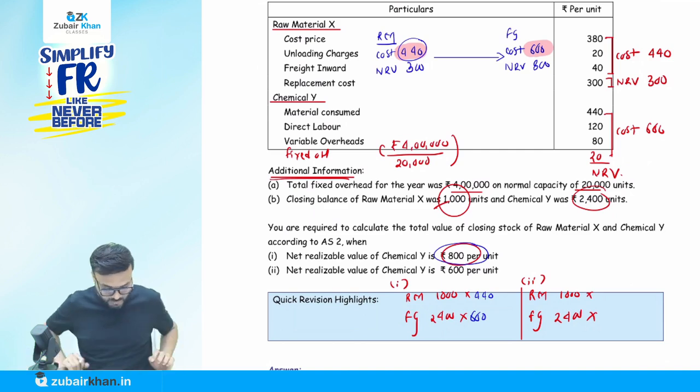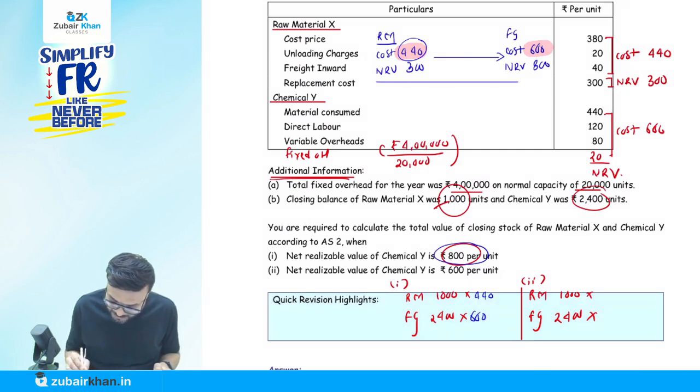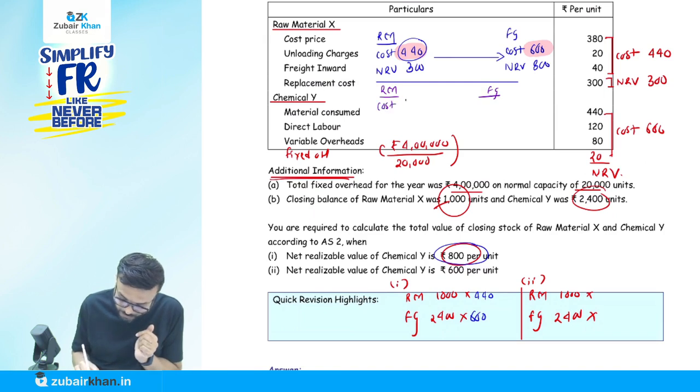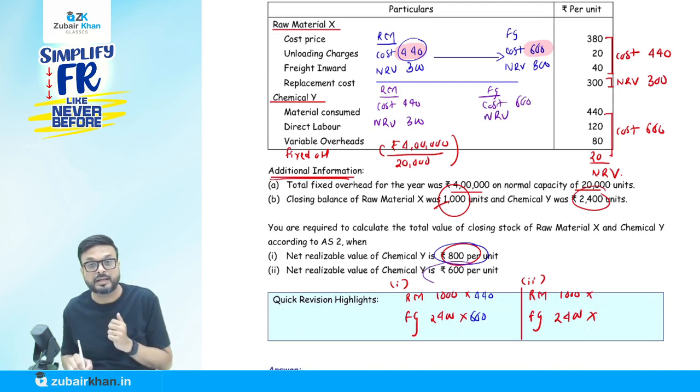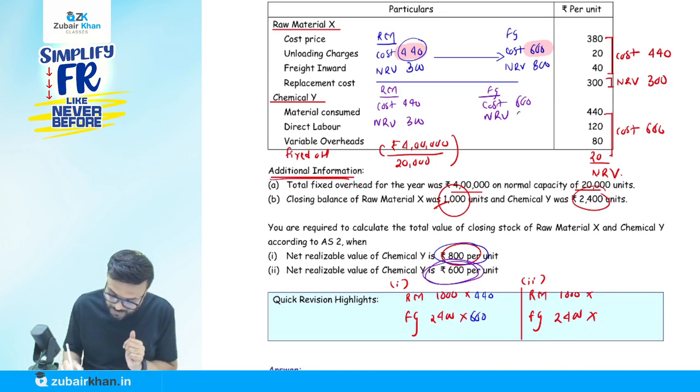Now the second situation. Let me change the color. Same raw material, finished goods. The cost is how much? 440. NRV is how much? 300. Finished goods cost is the same, 660. When it comes to NRV, they have mentioned how much here? 600. So I will write it down, 600.